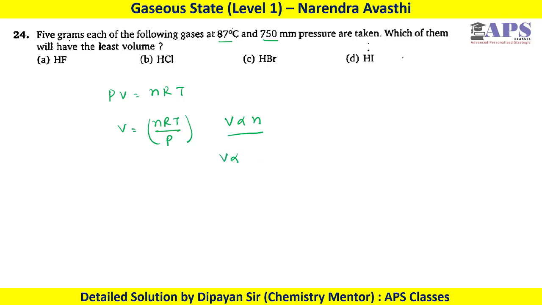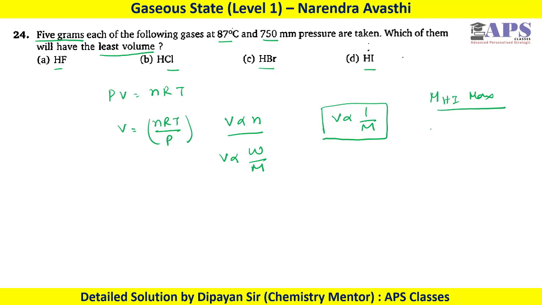Number of moles can be calculated as given weight by molecular weight. According to the problem, all of them are 5 grams. So we can say that volume is inversely proportional to molecular weight. More the molecular weight, lesser will be the volume. We have to find the least volume case here, so we have to find the maximum molecular weight. As we know that iodine atomic weight is maximum, because HF, HCl, HBr and HI we have. Molecular weight of HI is maximum among these 4. That's why volume will become minimum or it will give the least volume. So option D will be the correct option.